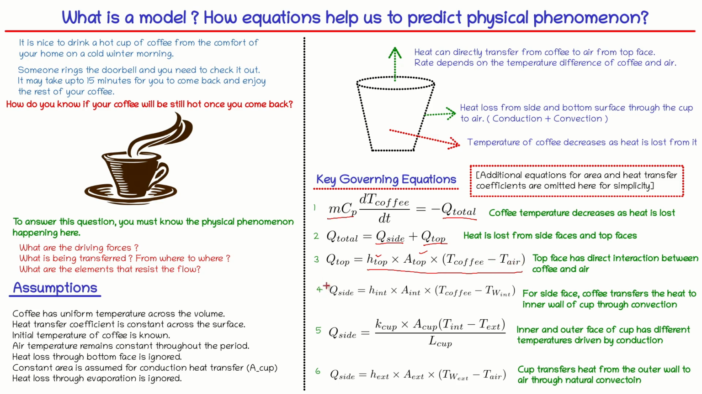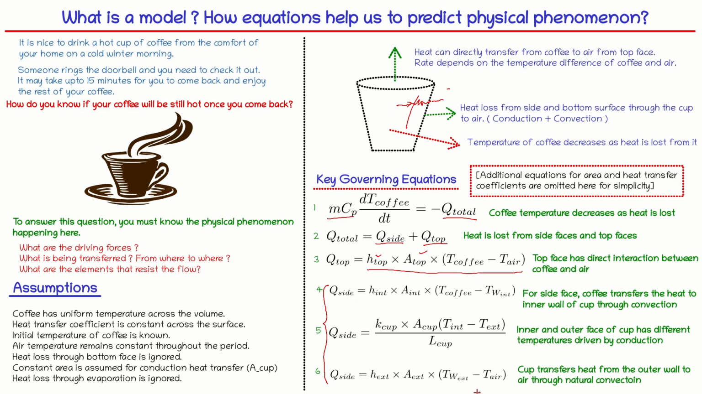The remaining 3 equations solve the conduction plus convection problem happening on the side faces. We have the coffee convecting to the internal wall of the mug, which then conducts through to the external wall, which then again convects to the ambient air.